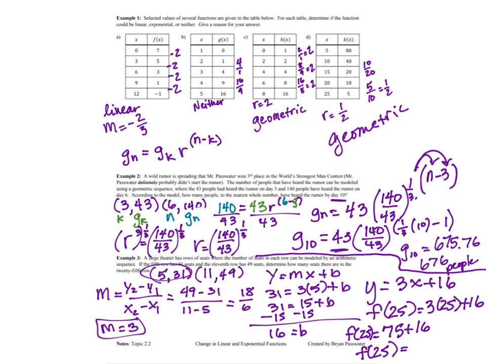Say it louder. 91. 75 and 16. 91 what? Seats. 91 seats. Okay.